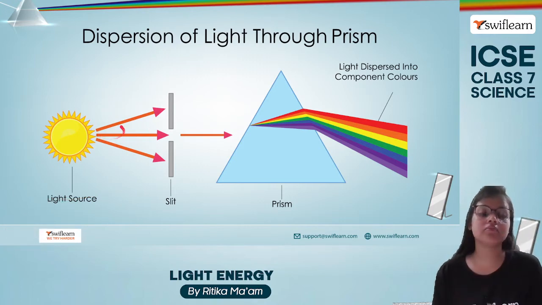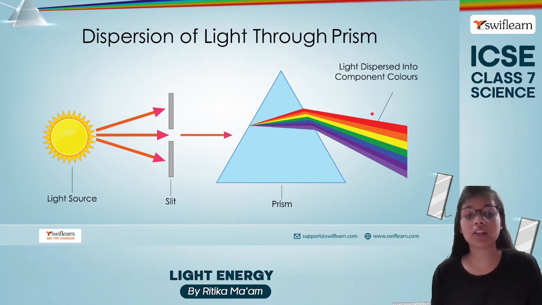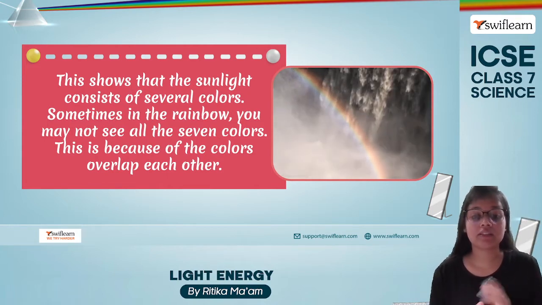We have a light source, it may be sunlight, a torch, anything, and when this white light passes through a prism, it is dispersed or scattered into its component colors, and this phenomenon is known as dispersion of light. So it proves that sunlight consists of several colors, and 7 colors are there, right?